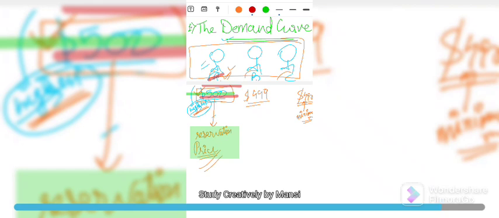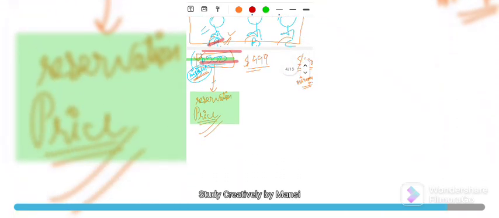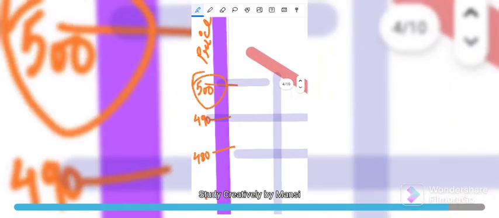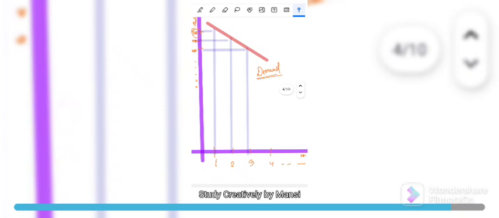So here we can plot these reservation prices in the diagram. Let me show you. So let's depict the price on the vertical axis, and the number of people who are willing to pay that price or more is depicted on the horizontal axis. Here I made the demand curve for you. So this is the maximum price that a person is willing to pay, $500, and $500 is only paid by one person. So we have joined this dot, and then $490 is by two people.